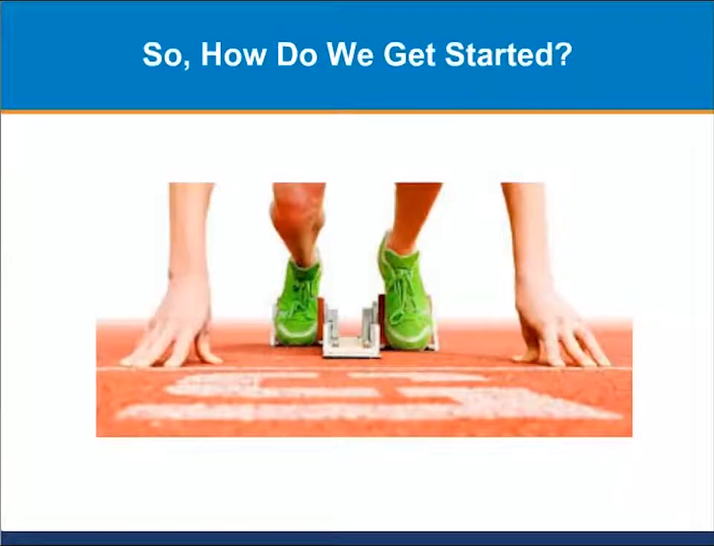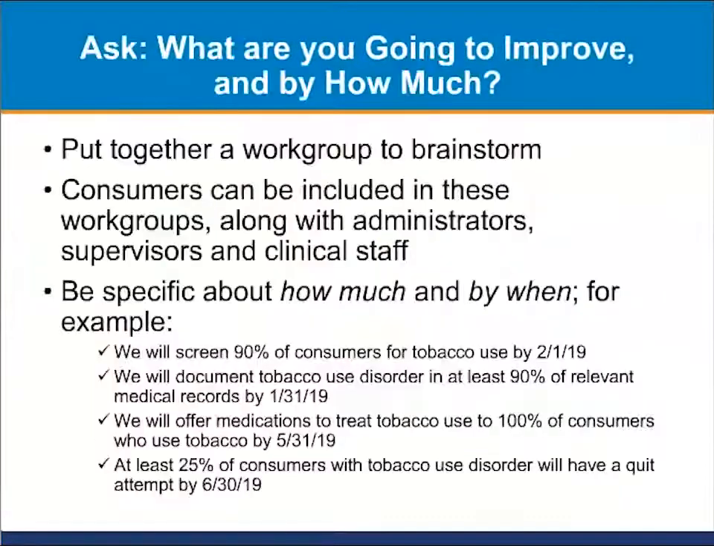So how do you get started? The first thing you want to do is put together a work group. And hopefully many of you are already part of a work group as part of this tobacco initiative, but if not, there's still time. It's helpful to include consumers, administrators, supervisors, and clinical staff. And you want to ask, what are you going to improve and by how much? And you want to be really specific about this. How much and by when?